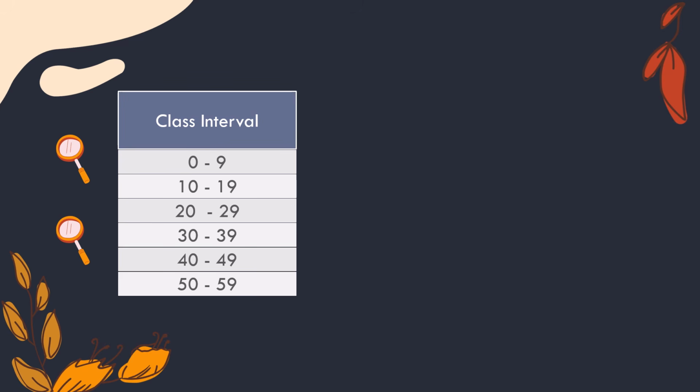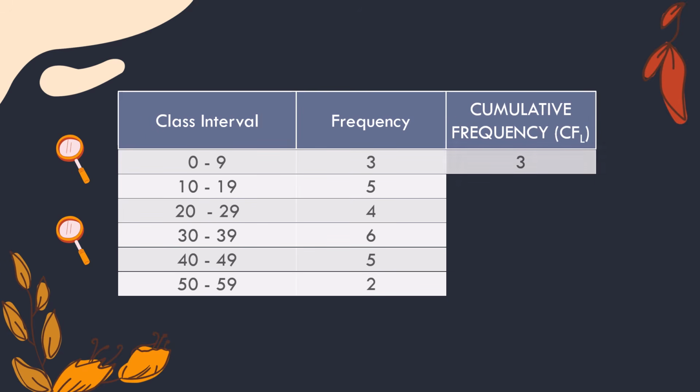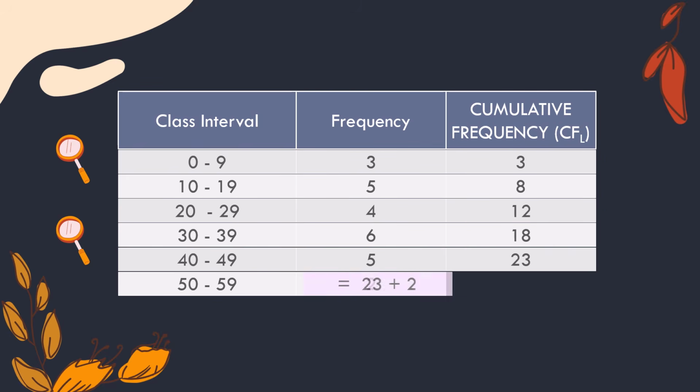We have the class interval from 0 to 9, so the interval is 10. The frequencies are 3, 5, 4, 6, 5, and then 2. So find the cumulative frequency. First, we copy 3. 3 plus 5 is 8. 8 plus 4 is 12. 12 plus 6 is 18. 18 plus 5 is 23. And 23 plus 2 is 25. The total frequency is 25, so the last cumulative frequency is also 25.